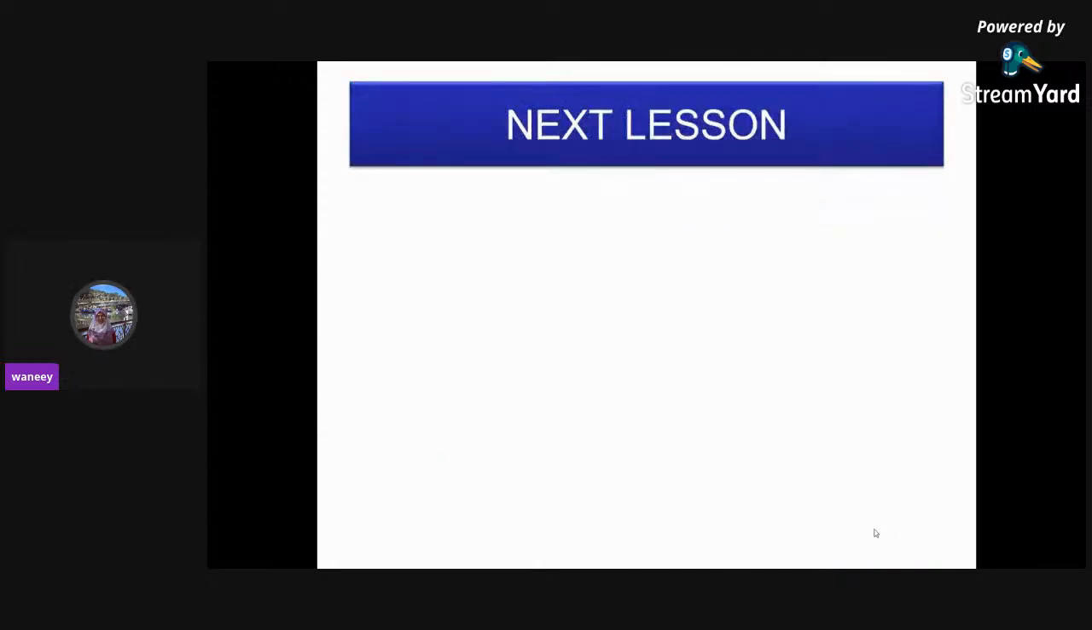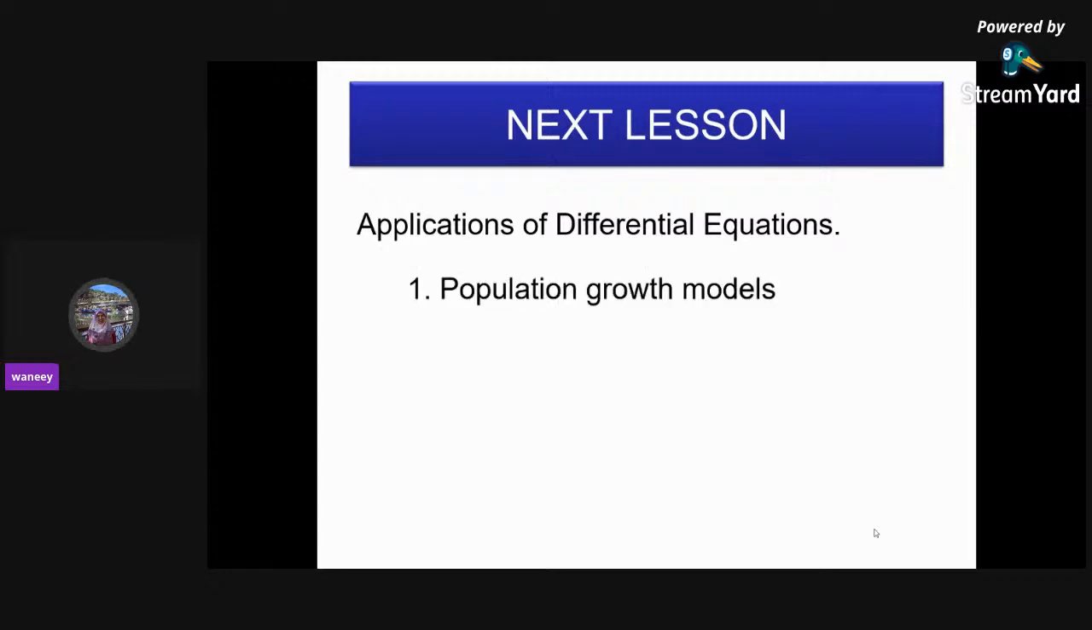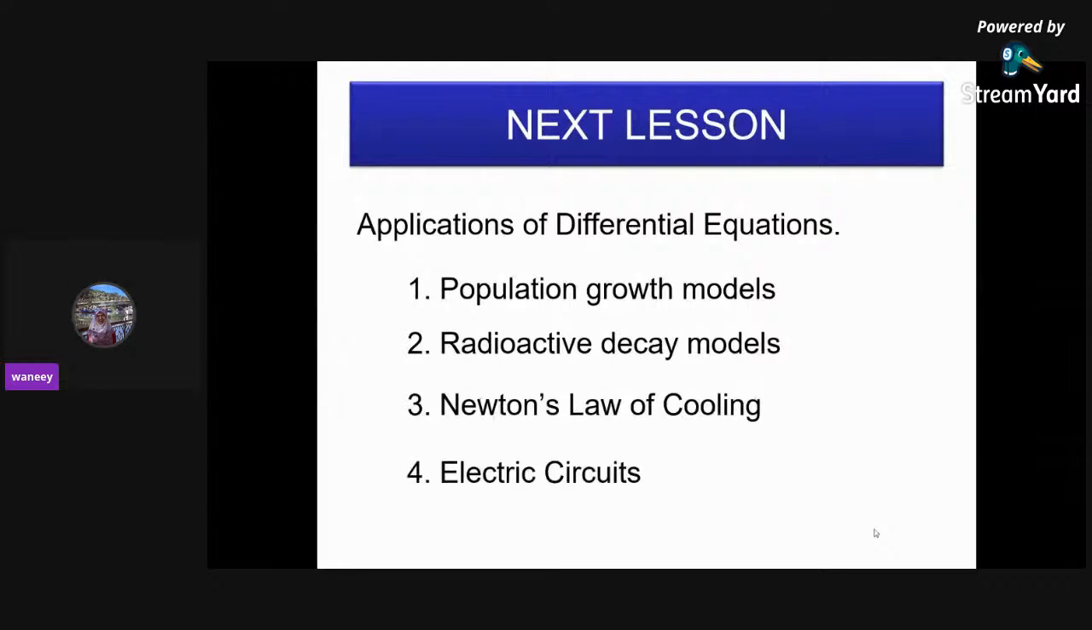Oh, next lesson already. So for the next lesson, we're going to learn how to apply the method of solving first order differential equation into 4 models, which are the population growth, radioactive decay, Newton's law of cooling, as well as the electric circuit. So this is for which day? Tuesday. So next Tuesday we will look at these models, and then we're going to see how to solve them.